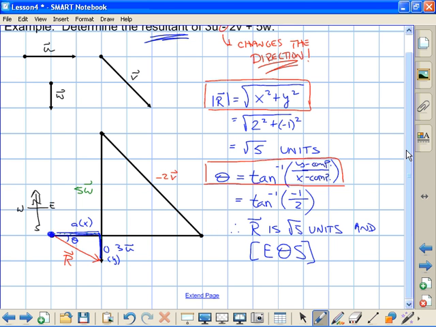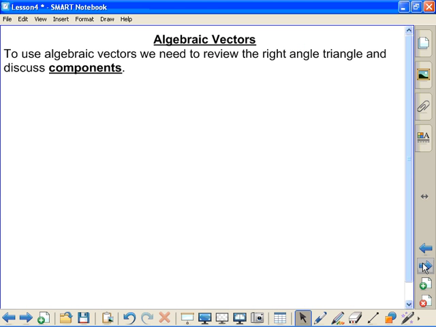Okay, drawbacks here. You always need graph paper. You always have to sketch it out at the right length or accurate lengths to do it. But it does lead us into algebraic form. So, algebraic vectors. To use algebraic vectors, we need to review the right angle triangle and discuss what's called components.